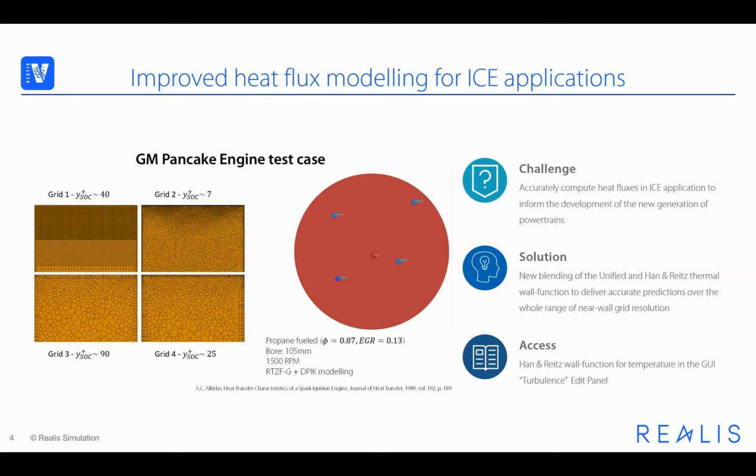4 heat probes, shown here, are positioned on the flame face at increasing radius from the centrally mounted spark plug. The RTZFG framework, coupled with the DPIK spark model, is used for the computations on 4 different grids shown on the right, with Y+ values on the flame face ranging at the start of combustion from 7 to 90. The first grid is a Cartesian grid generated with Realis vMesh, while the 3 others are StarCCM+ grids with prism layers of various thicknesses.